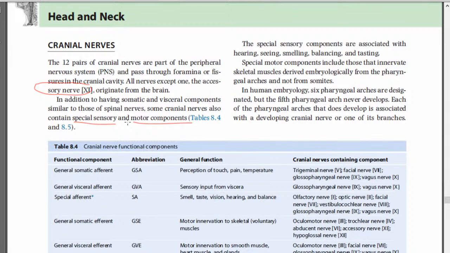Somatic and visceral components. Somatic means body. Visceral means the viscera, which are basically the organs. Somatic generally means the outermost part of the body, including hands, skin, and muscles. Visceral components refer to the tongue, esophagus, lungs, and stomach. Those are the visceral components.